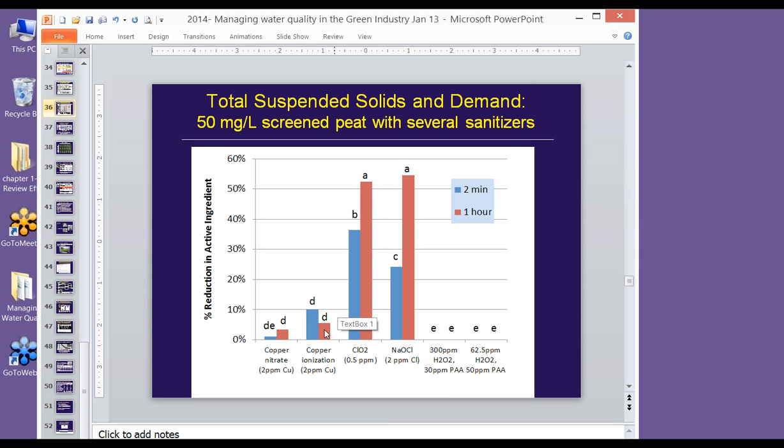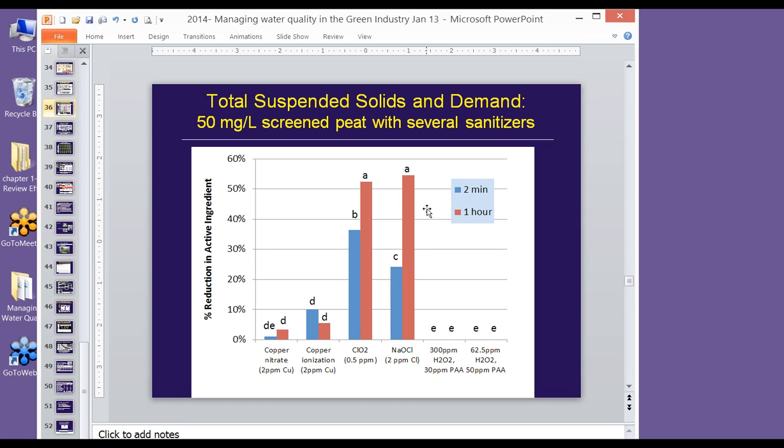Both of them, we only lost under 10%. Very little was lost, so they're relatively insensitive to the presence of peat in the solution. In contrast, we have chlorine dioxide, which is this bar here. We can see that chlorine dioxide is very sensitive to the presence of peat. So more than 50% was lost after an hour with the presence of 50 milligrams per liter of peat.